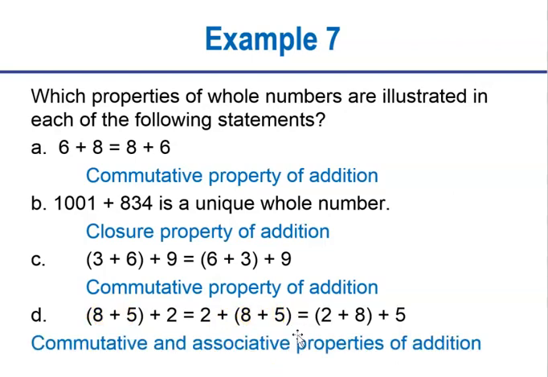And they say that's the associative property of addition as well. Why would you say that's the associative property? Well, look down here at the end. We associated the 8 and 5 here, but in the second part, we associated the 2 and the 8. So we use the commutative property first, and then we use the associative property next.